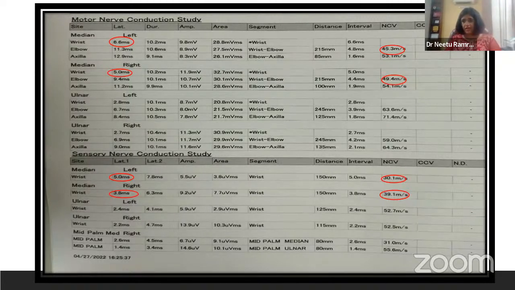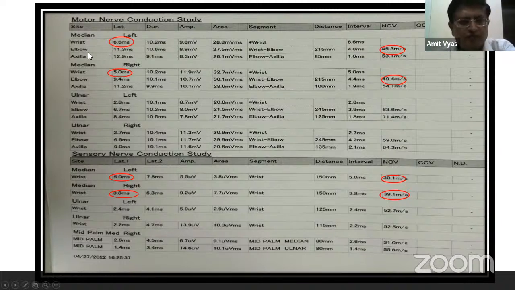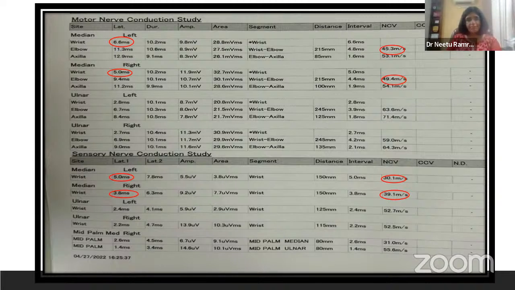Now, this is the graph. I'd like to bring to your notice certain features in this graph. These are the median conductions on the left side. Are you able to see the screen and the readings? Yes, ma'am. So we can see this is 5 points, this is 6.6, that is the distal latency. This is the conduction velocity, and this is the amplitude. These are the 3 important things we see in this report.